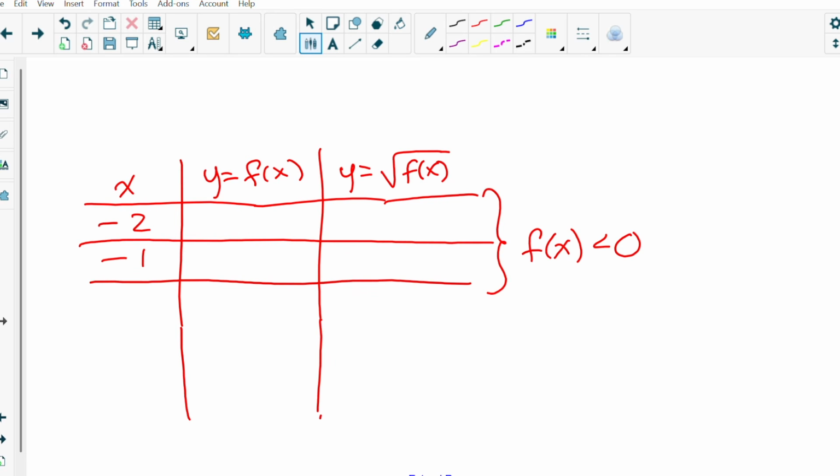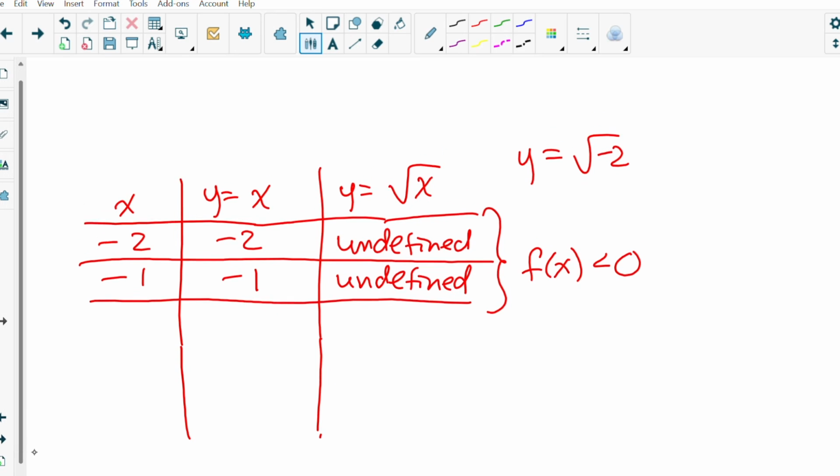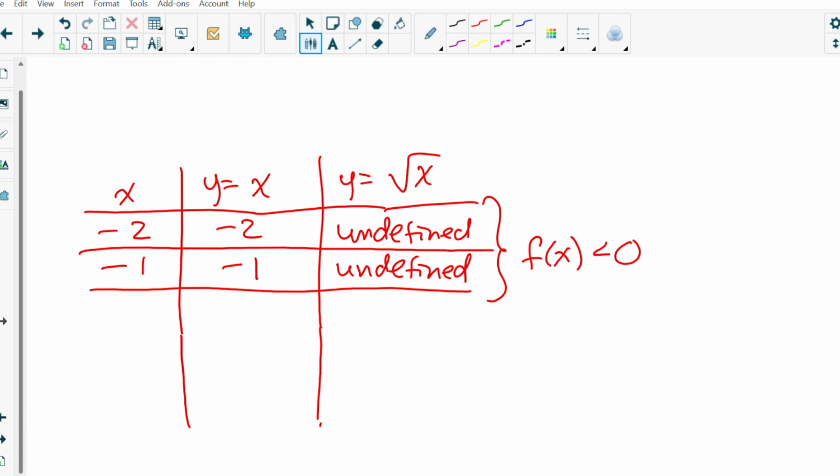So let's do this. I'm going to say y equals x, y equals square root of x. Let's use actual functions. So y is just -2, y is -1. This one, because y equals square root of -2, well, that's undefined. Same thing with -1, undefined. All right, so that's that one.